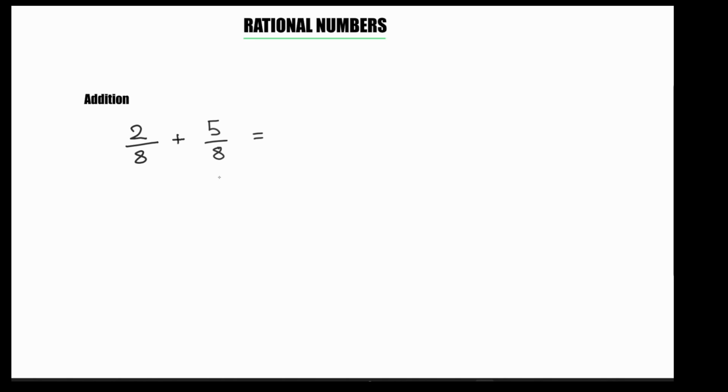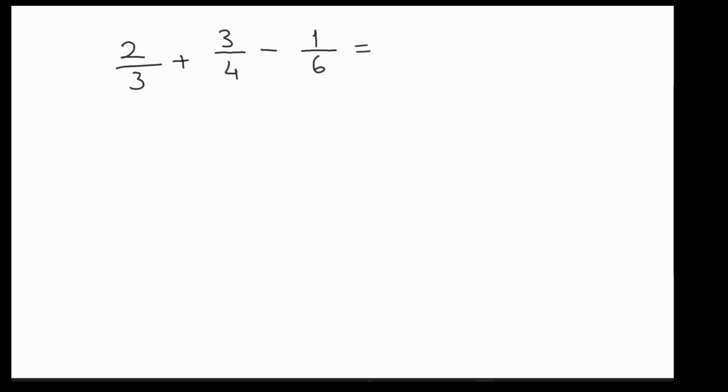So in this question, which is a very simple one, the denominators are equal. So we're just going to write that as it is, and we're going to do the addition on the numerator part, which is the top part. 2 plus 5, which is 7 over 8. That's it. Here is another question where we have addition and subtraction.